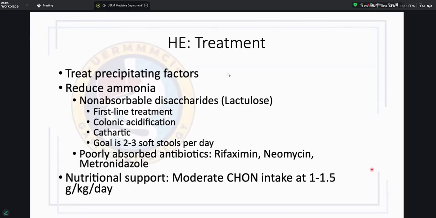Other treatments that are used are poorly absorbable antibiotics, so rifaximin. Rifaximin has been used a lot during the past few years. This is usually an add-on to lactulose. This is a non-absorbable antibiotic that decreases ammonia-producing gut bacteria, and it has been shown to be very effective in preventing recurrent encephalopathy. Others that are used are a combination of neomycin and metronidazole. And for nutritional support, we give moderate protein intake, at a dose of 1 to 1.5 grams per kilogram per day.